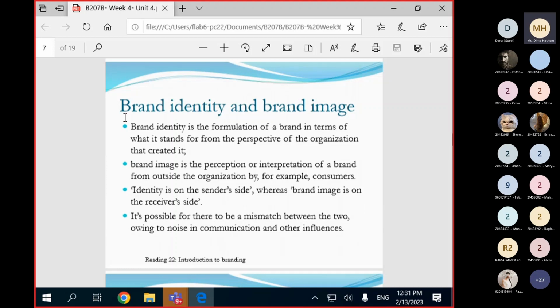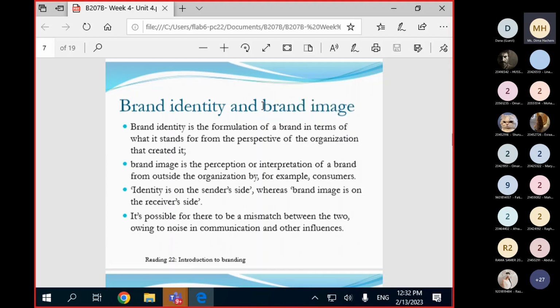Also, Hyundai and Genesis are owned by the same company, but their positioning is different, and we are able to see the difference between the two. So the brand identity is what the company wants you to see about the brand. How successful is it? Is the consumer able to see these characteristics? Is the consumer able to see what the company wants him to see? That's the brand image.